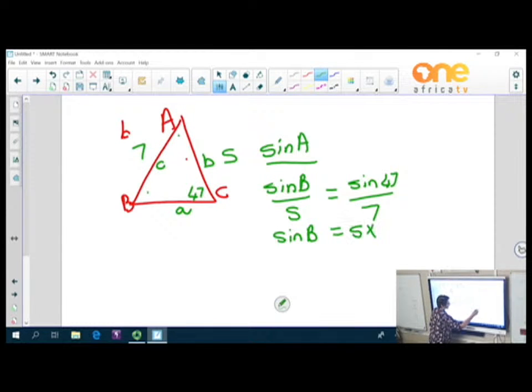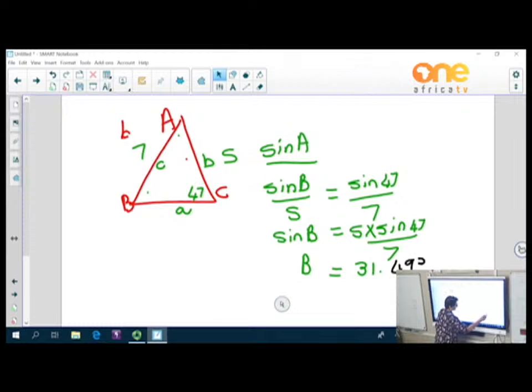So 5 times sine 47 divide by 7. This is a second function because you want the angle, second function sine, and I get that B is then 31.493. I'm not going to round off now because I will round off in a final answer. And now we can find A, 180 degrees minus 47 minus that 31, and my answer is 101.5 degrees. Then I can find that angle there.